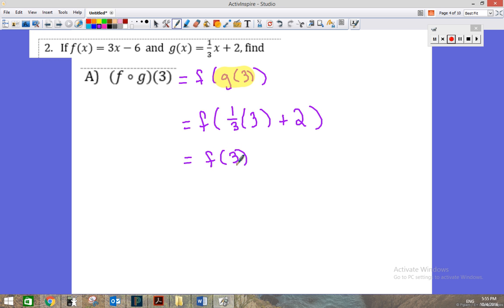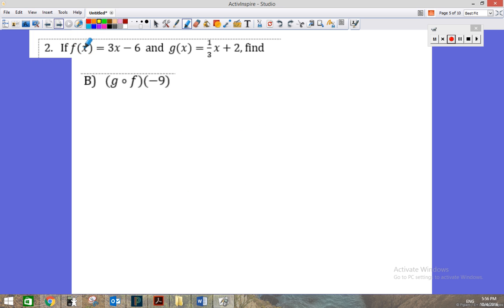So now I'm going to plug 3 into the function f. F always takes the input no matter what it is, multiplies it by 3, and then subtracts 6. This time our input is 3. 9 minus 6 is 3. So this function composition evaluated at 3 just also happens to equal 3. Here's our answer for part A.